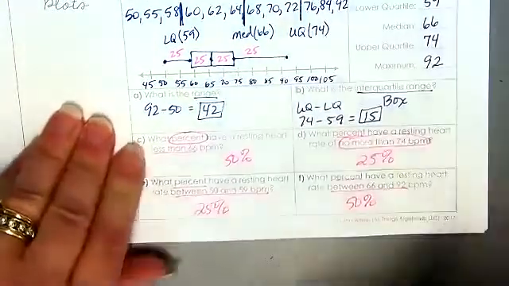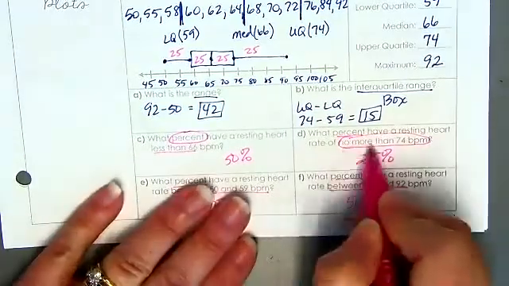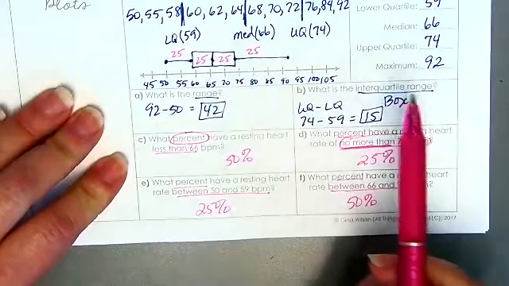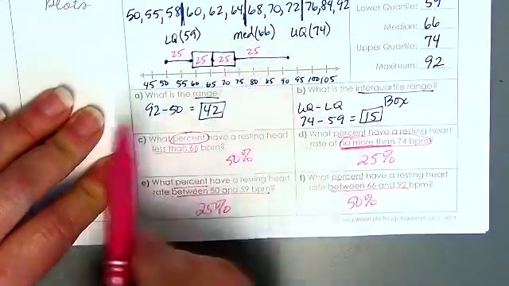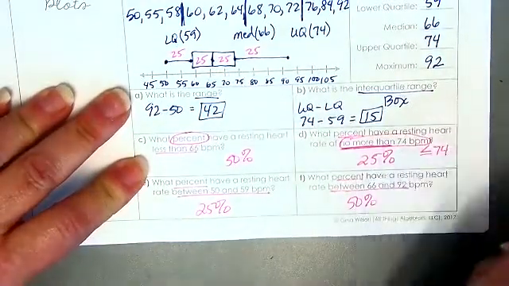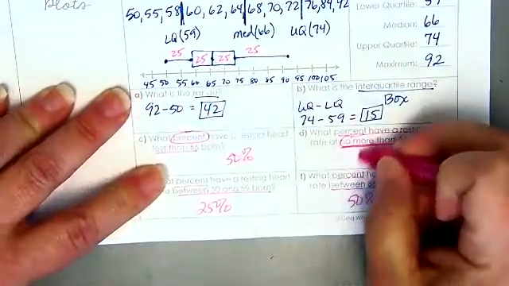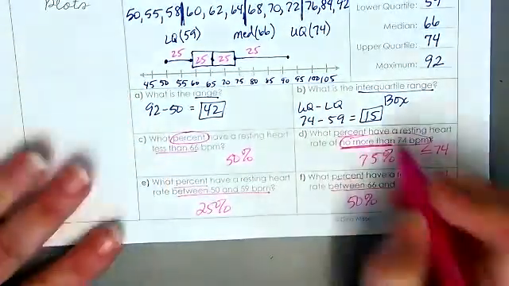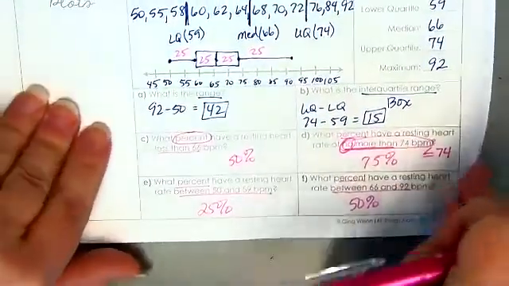All right, here we go. Oh, wait a minute, I did this one wrong. What percent have a resting heart rate of no more than 74? I did greater than. No more than means I want less than or equal to 74, which means this should be 75%. I read it as more than. Got to pay attention to that wording. Remember, it's nothing but a disguised reading test.